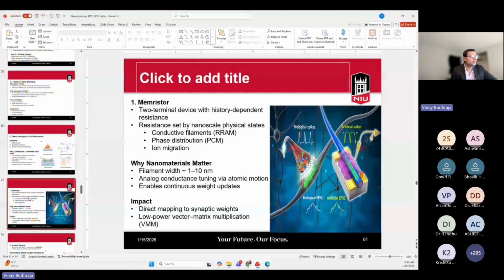The first one is the memristor, which is a two-terminal device whose resistance is set by nanoscale physical states like conductive filaments, phase distribution, and ion migration. Nanomaterials play a major role because the filament width is between 1 and 10 nanometers. It enables continuous weight advantage, and direct mapping to synaptic weights is possible.